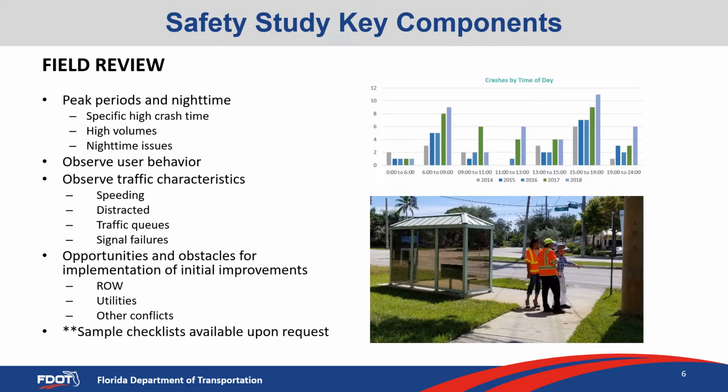When in the field, there are numerous things to observe, and checklists can be provided that will help guide, but aren't an end-all be-all for what to review. But you'll want to observe the behavior of users. This is all users of the roadway: vehicles, pedestrians, bicyclists, buses. The traffic characteristics. Is there a predominance of speeding? Are there distracted drivers, and is it obvious that they're throughout the corridor?